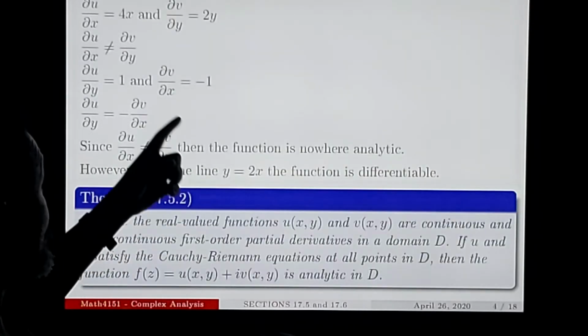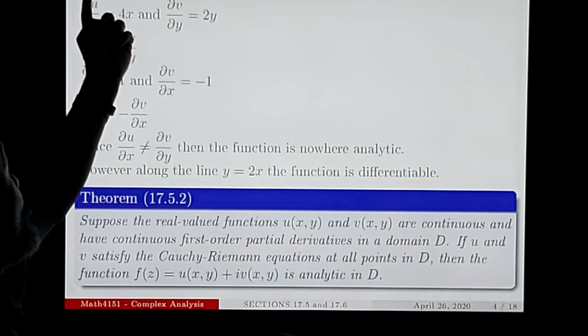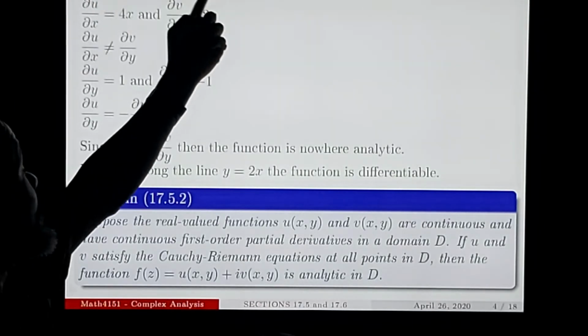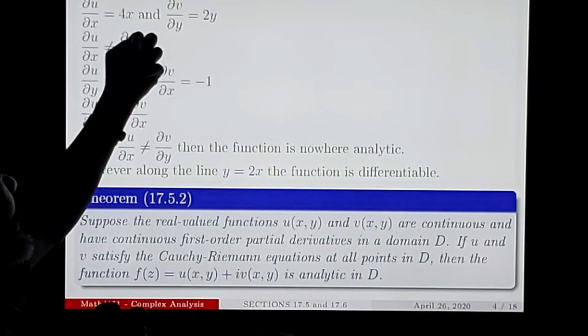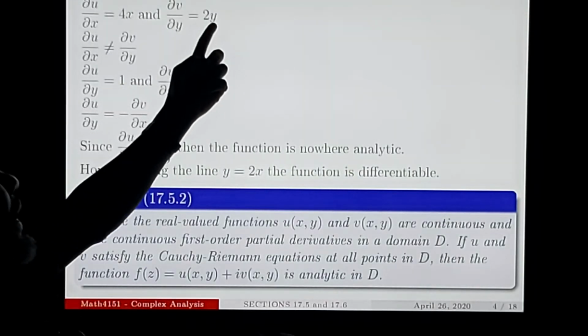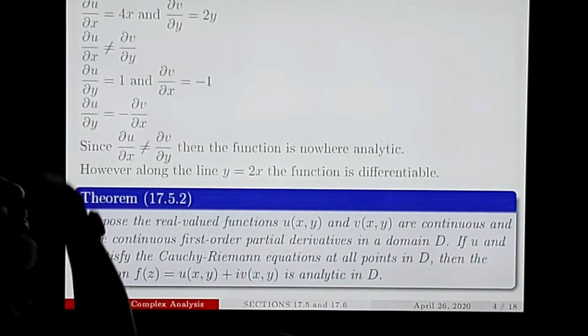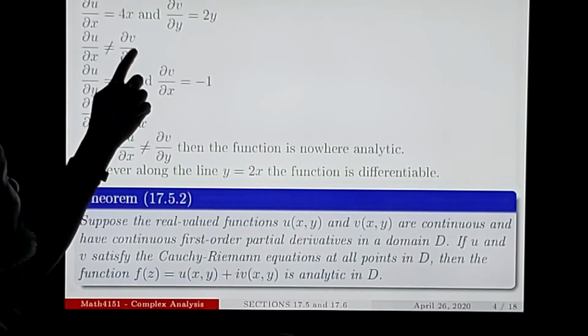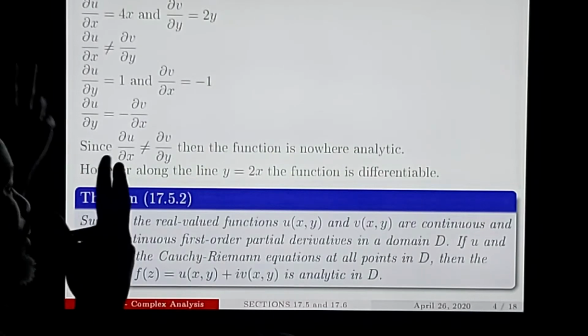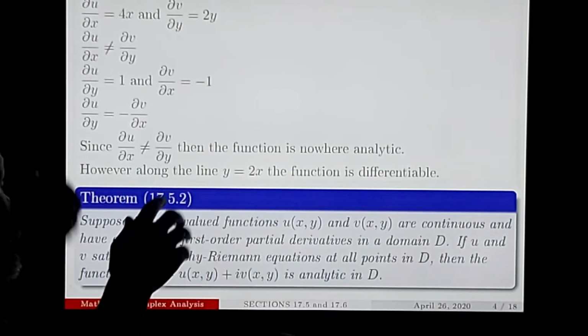Go to the next page. So the u is 2x squared plus y, and v is this. You differentiate this with respect to x partially, you will get 4x. You differentiate this partially with respect to y, you get 2y. These two are not equal, right? So del u del x is not equal to del v del y. Next, we can check the other one, but we don't need to, because we can say already it fails.